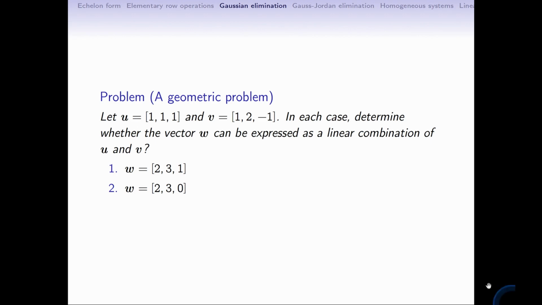Let U be the vector with components 1, 1, and 1, and let V be the vector with components 1, 2, and negative 1. In each case, determine whether the vector W can be expressed as a linear combination of U and V. In our first example, the vector W has components 2, 3, and 1. And in the second case, the vector W has components 2, 3, and 0. So join me at the document camera and let's see if any of these vectors W can be expressed as a linear combination of U and V.